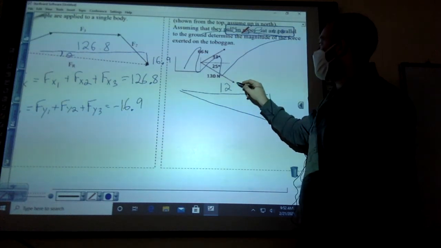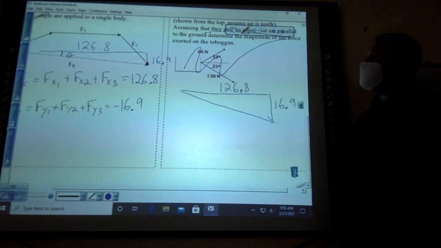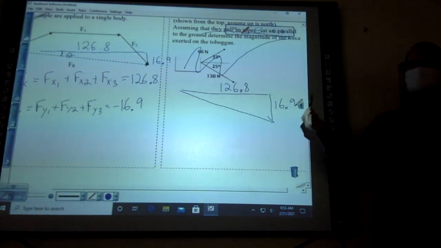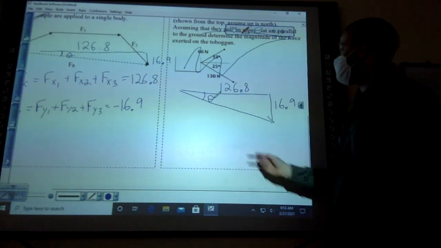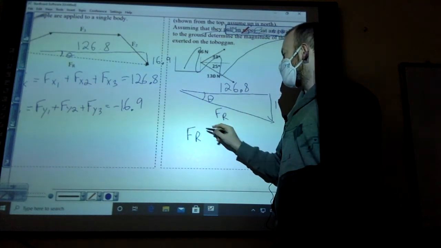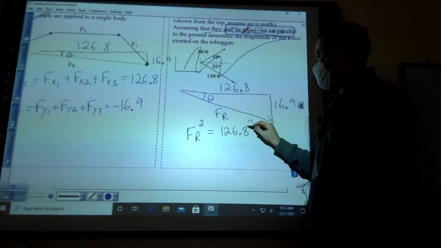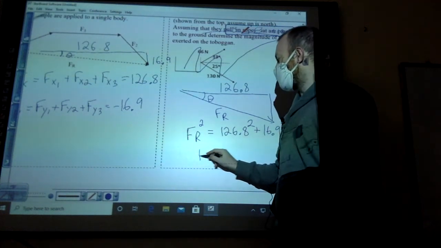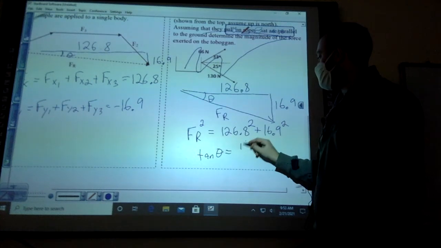So this is what we got. We got 126.8, and we got 16.9. Notice the negative just told us the direction of the y, but when I put this into my triangle, I keep it as positive. So keep it like that. I'll get to your questions in just a sec. I'm almost at the end of the question here. From this, we've already seen how to get this resultant. So F_R squared will be these two sides squared. And then to get the theta, use tangent. So opposite, which is 16.9.